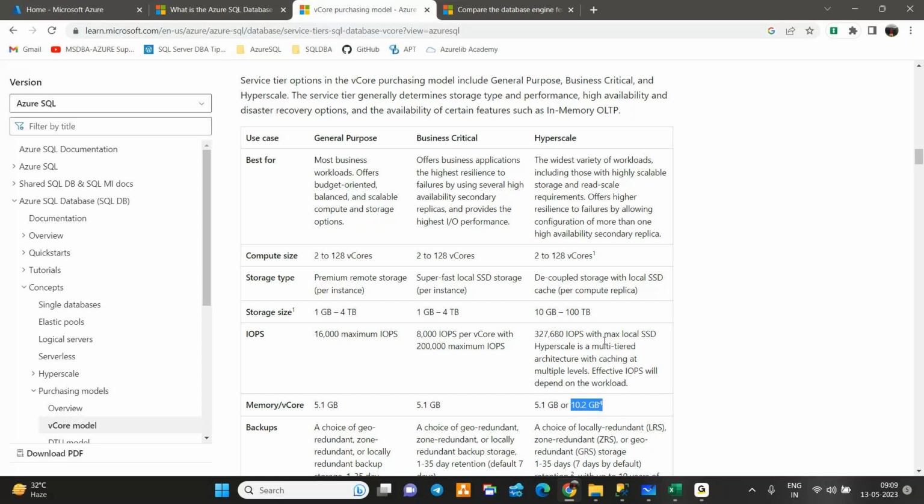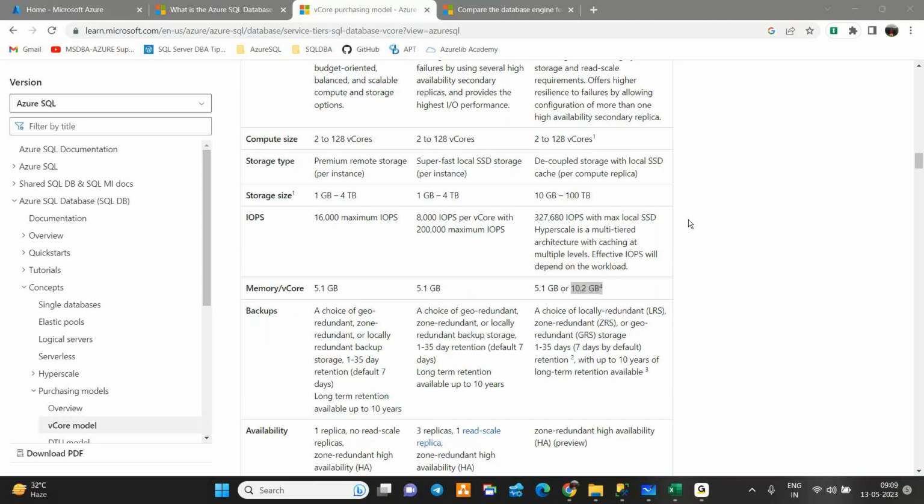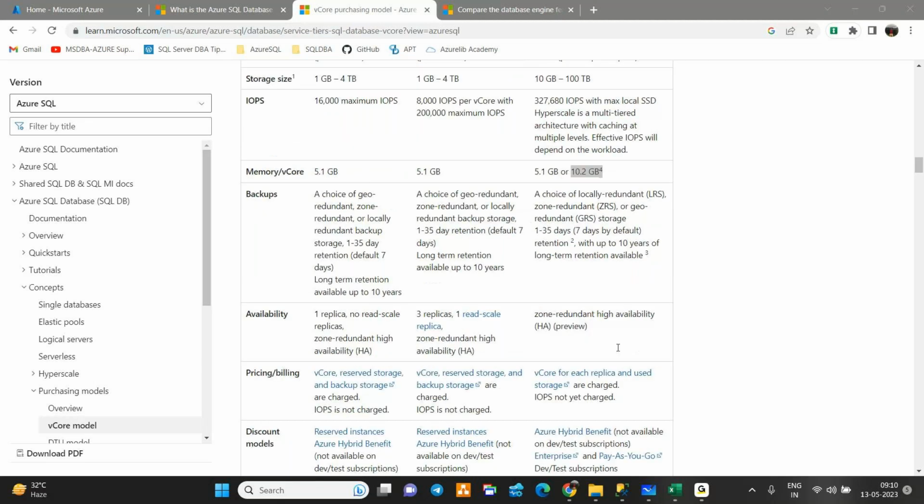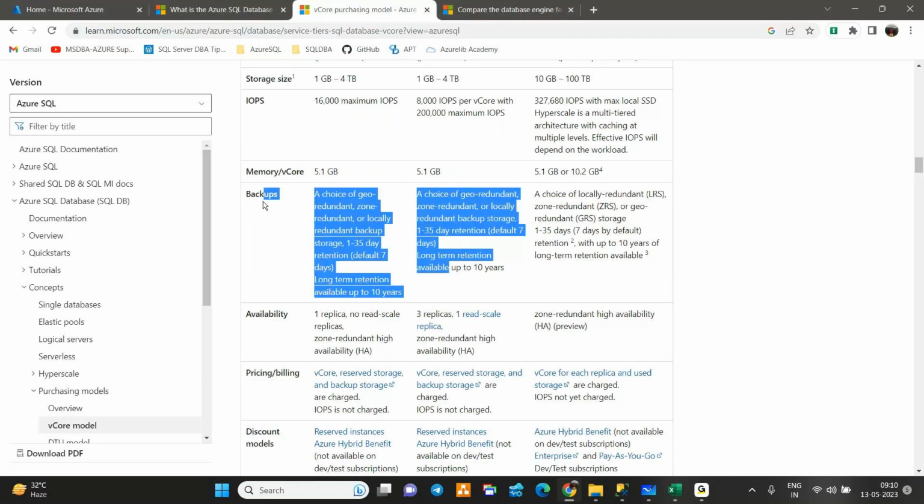Whenever your database size is greater than 16 terabytes, blindly you have only one option, that is hyperscale. Correct? If your database size is greater than 16 terabytes, you have only one option, hyperscale. Correct, sir? Yes, sir. And when you go for backups, as usual, same, sir: you can have local redundancy, geo redundancy, zone redundancy. You can keep your backups for 10 years. All that is the same. Every part we'll discuss, sir. No worries. We'll discuss one by one with practicals only.